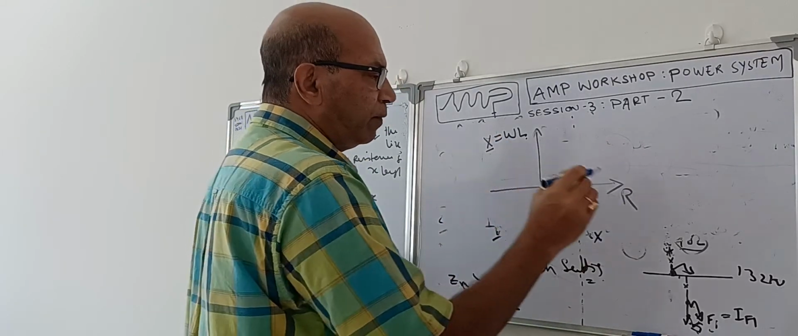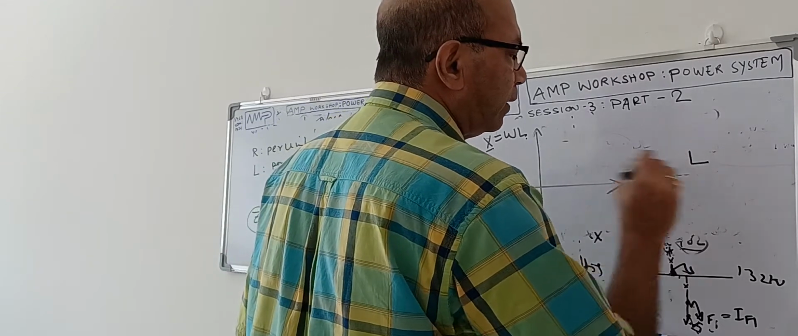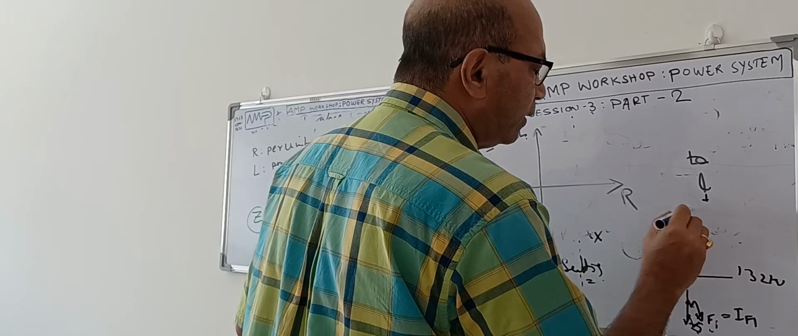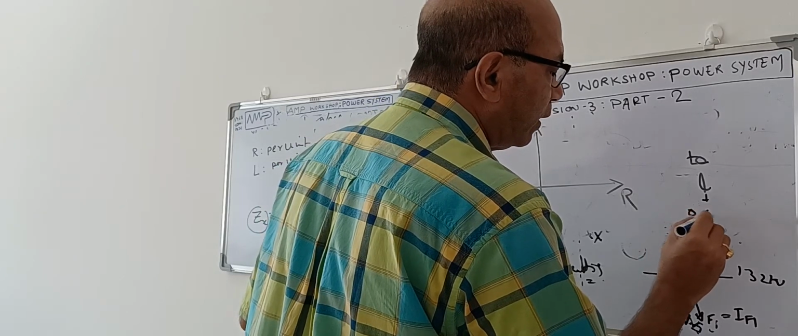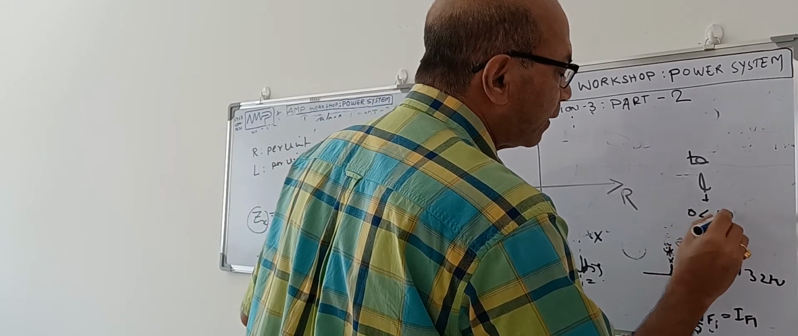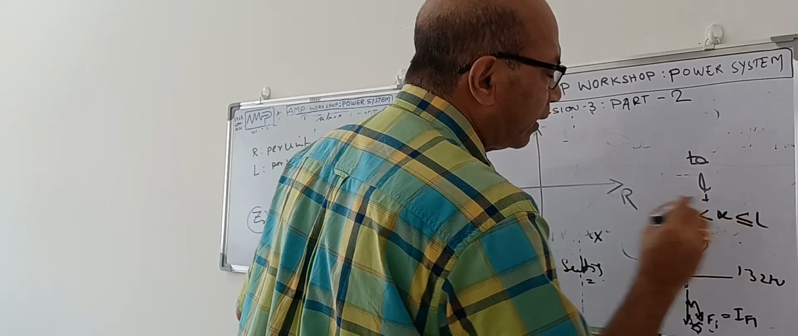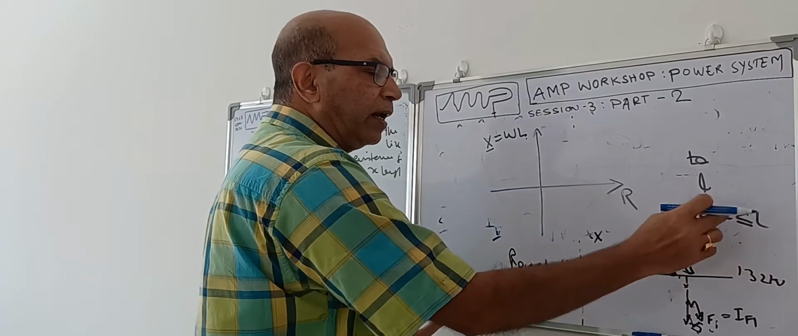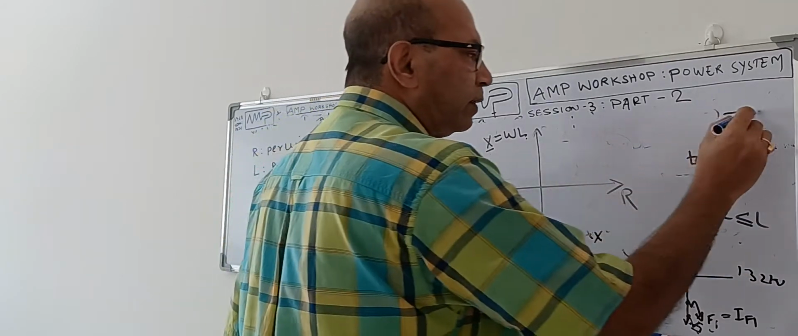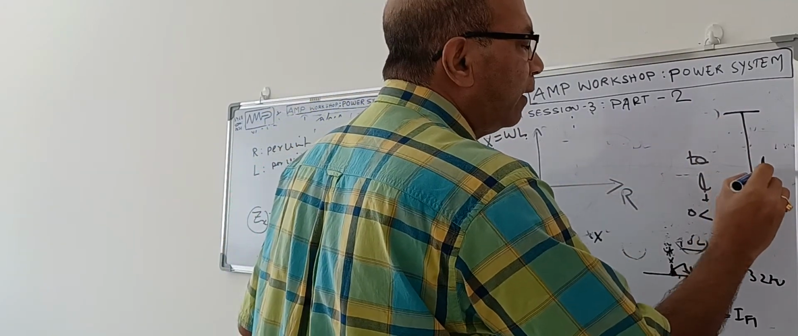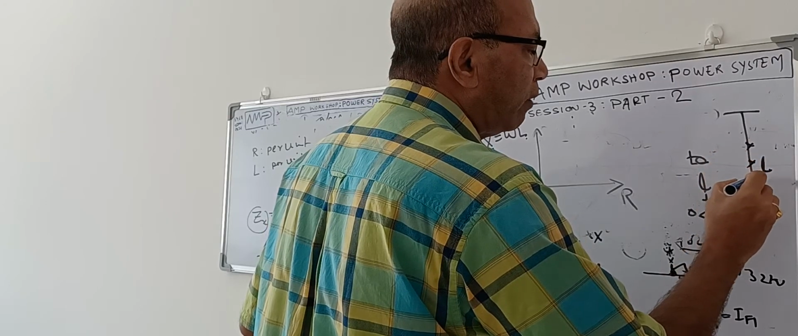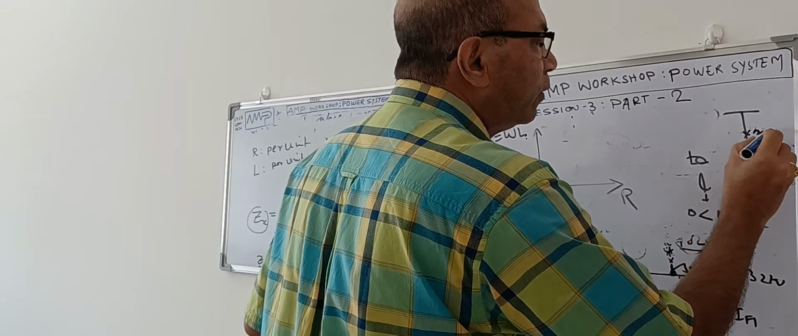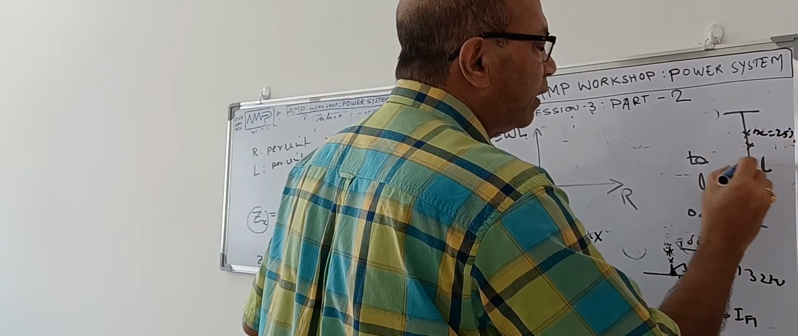Now, suppose the length of the line is L, and at any point x is more than 0 and x less than or equal to L. That is the equation. The maximum length of the line is L and x is any point on the line. Suppose this is the length of the line, this is L and x will be at any point on the line. Suppose here x equals 25% of the L. Suppose this is 50% of the L.